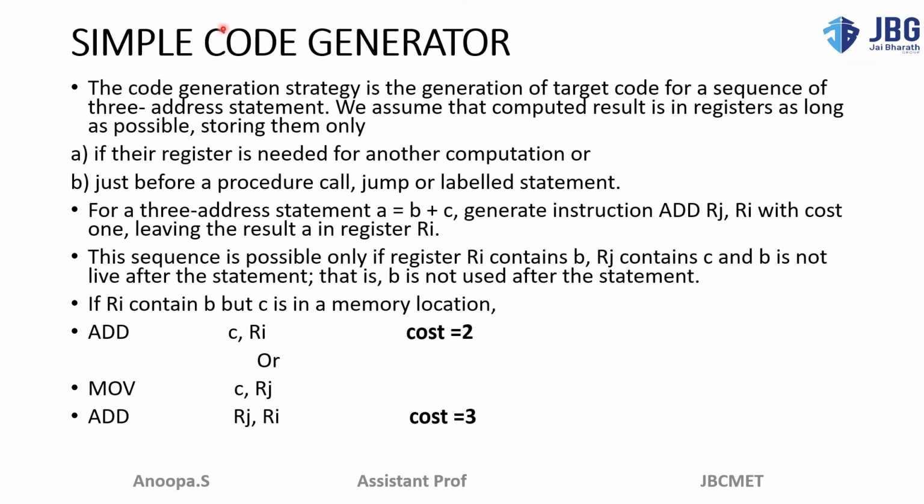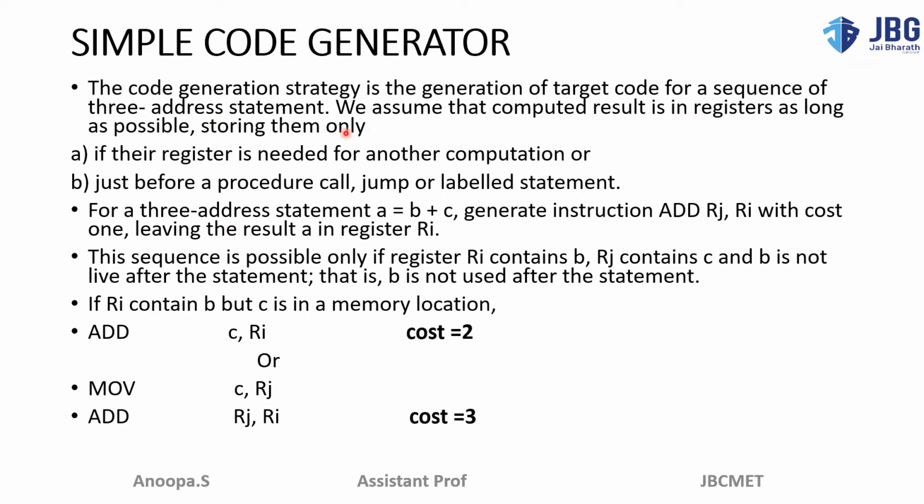Now a simple code generator. In order to design a code generator, we should understand the target machine. In the previous slides, we discussed the target machine that we are assuming. So next, code generation is based on that target machine. The code generation strategy is generation of target code for a sequence of 3 address statements. And we assume that computed results are kept in registers as long as possible.